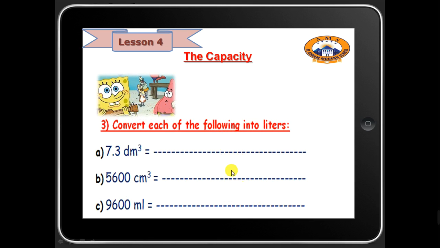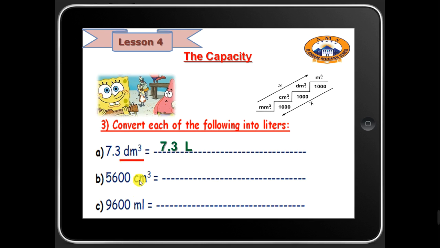Okay. Now this is another exercise. How can I convert each of the following into liters? How can I convert them? As I told you, this is a cubic decimeter. It's the same as the liter, so the number is going to be the same. So that will also give me 7.3 liter because they are the same unit here.